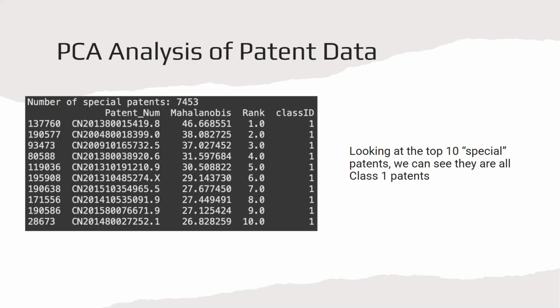Looking at the analytics behind our PCA, we ranked them on distance from their center, and we can see the top 10 of them here. They're all class 1 patents. So we can see that the more unique a patent is, the more it's going to be linked to being a class 1 patent.